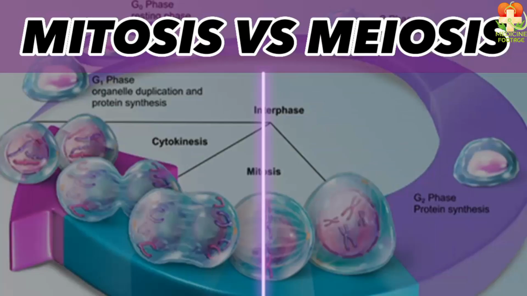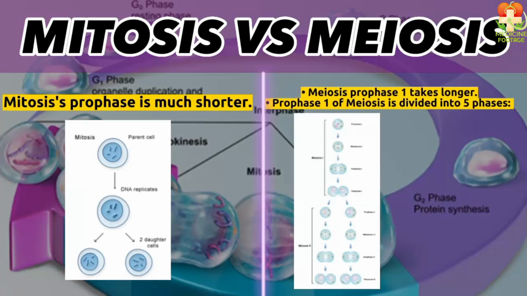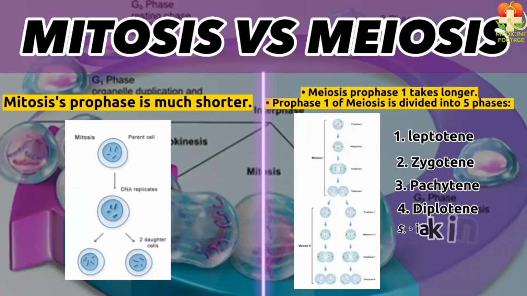Difference number 4. In mitosis, the first stage of cell division is short and ends quickly. But in meiosis, the process of meiosis I lasts much longer because it has 5 substages: 1. Leptotene. 2. Zygotene. 3. Pachytene. 4. Diplotene. 5. Diakinesis. These substages make meiosis I more complex and time-consuming.